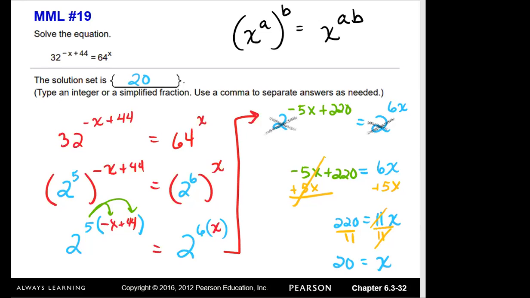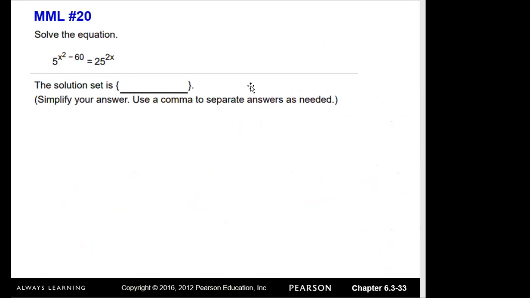All right, it's going to get even more complicated. Okay, I've got a base 5 on the left, right? This is my base 5. And over here, this is a base 25. 25 is 5 squared. So I'm going to leave the left side as 5 raised to the x squared minus 20. But the right side, instead of 25 to the 2x, I'm going to change that 25 and make it a 5 squared.